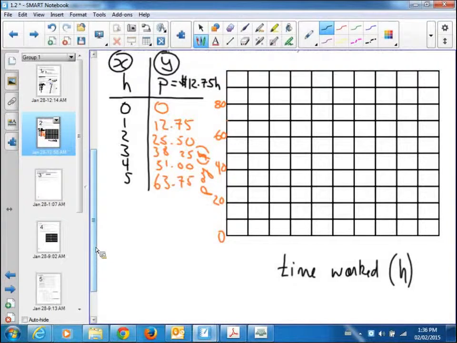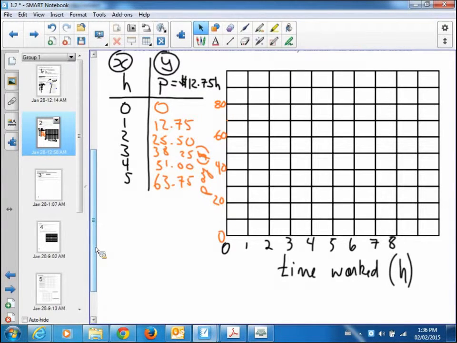So, obviously 0, 1, 2, 3, 4, 5. Not that we need to, but 6, 7, 8. You can predict that. Okay. We can go on. Then your next thing is graphing those dots. I'll give you guys a little bit of time to graph your dots.